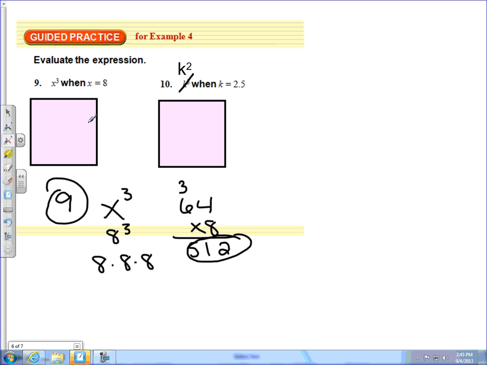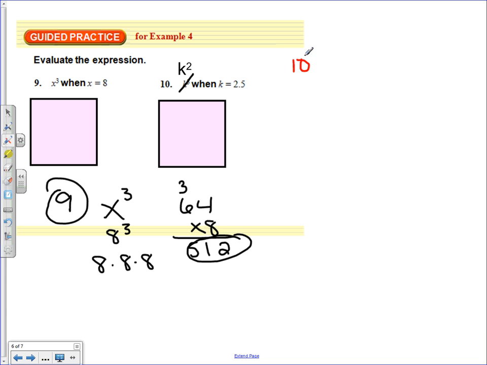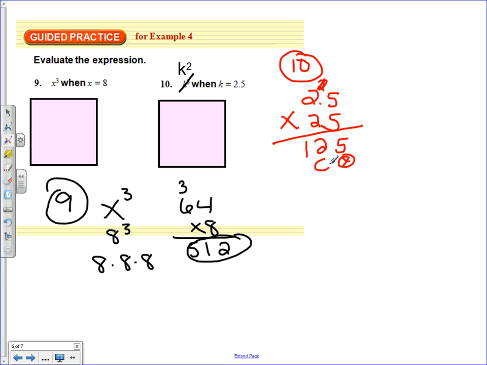512. If we look at problem number 10, we have k squared when the value of k is 2.5. So we have 2.5 times 2.5. Let me go back and correct that just a little bit. So we're going to multiply. 5 times 5 is 25. Carry your 2. 2 times 5 is 10, and 2 more would be 12. We're going to clear that carry. We're going to mark this spot. 2 times 5 is 10. Carry my 1. 2 times 2 is 4, and 1 more would be 5.